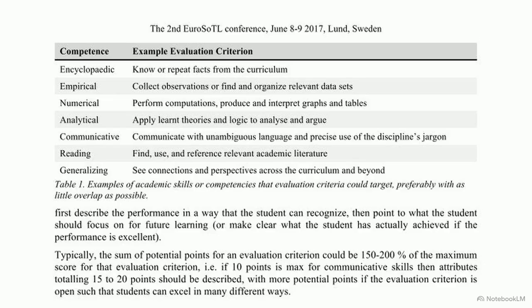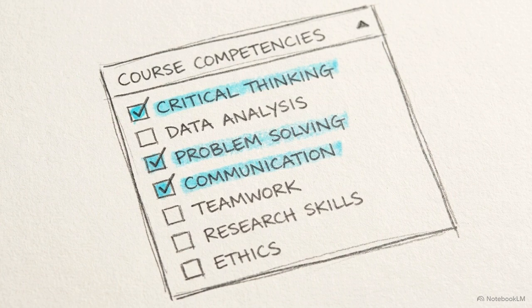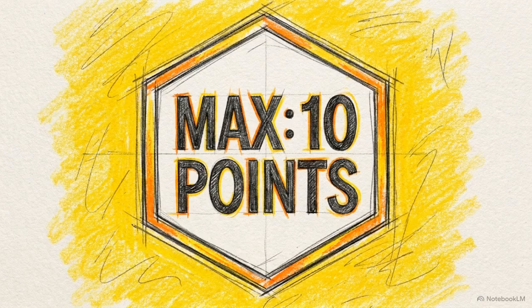This table isolates academic skills with separate definitions, ranging from encyclopedic recall to empirical data collection. Notice how analytical application of theory is completely severed from communicative clarity. A student can now be graded accurately if they have excellent logic but poor grammar. For the system to remain transparent and manageable, an instructor should select a maximum of 3 to 4 of these distinct competencies to evaluate on any given exam. Each selected competency is then assigned a hard point cap. This assigns a strict mathematical weight to how much that specific skill impacts the total final grade.